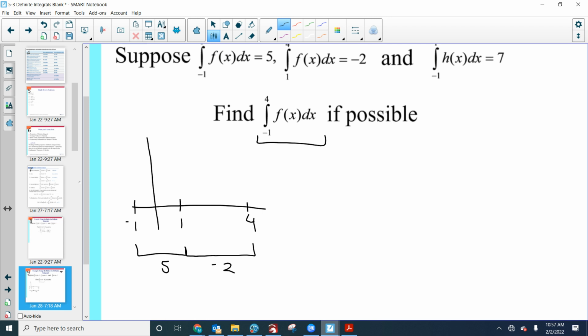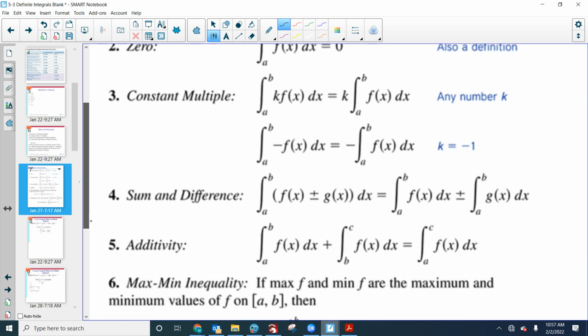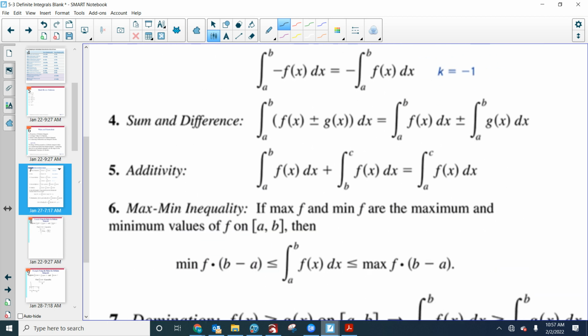These are adjoining intervals, where one leaves off and the next one picks up. So we have a rule for this. What do you think the total area is going to be from -1 to 4 if we had an area of 5 from here to here and then -2 from here to here? 3. So there's a property, and I believe this one's called additivity. Notice the difference between sum and difference, where you're actually adding 2 different functions together. Additivity, you are going from A to B and then from B to C. You're adjoining intervals, A to B, B to C, and you add up those integrals.